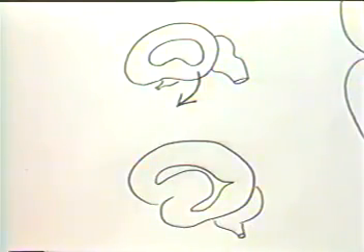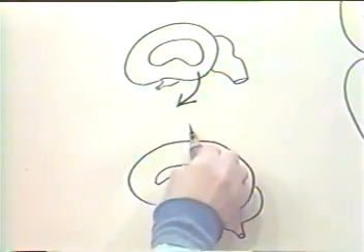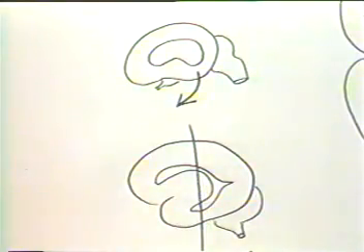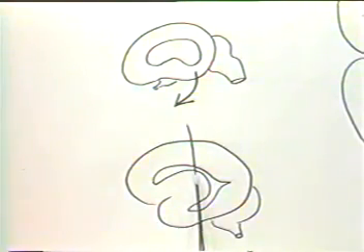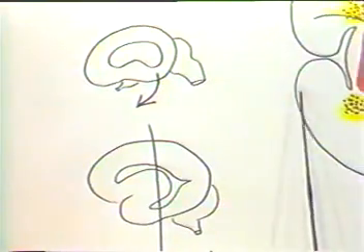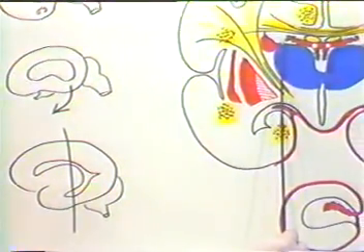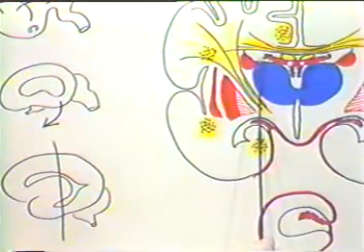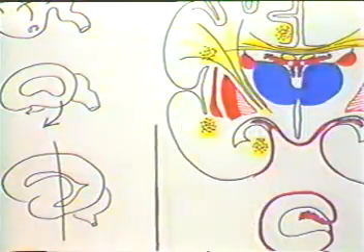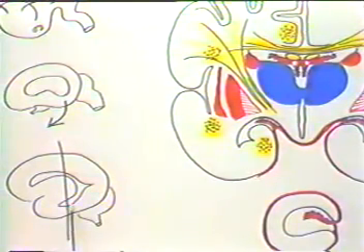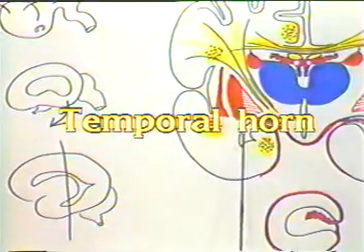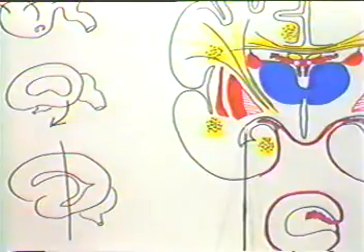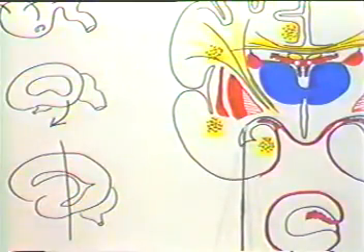If we now cut the frontal section through the hemisphere like this, the lateral ventricle will be transected here in its central part. Look over here in the cross-section of the brain. Here it is. And it will be transected down here in the temporal horn. Look again here in the cross-section of the fully developed brain.